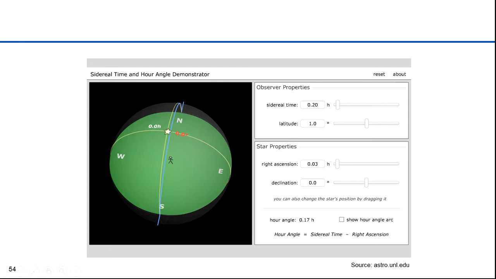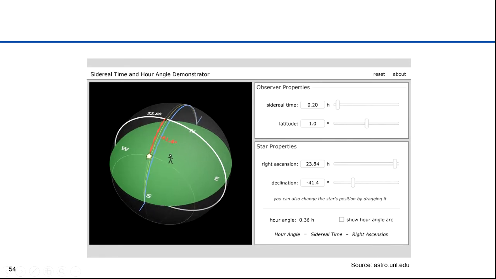So here's an increase in declination, and here's a decrease, and here's an increase in right ascension, and a decrease.